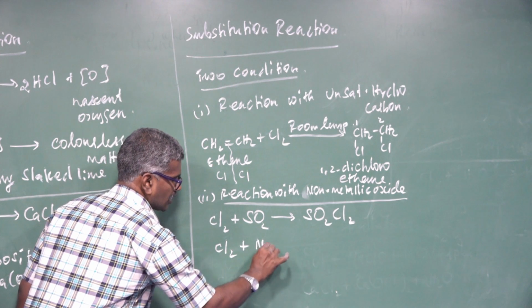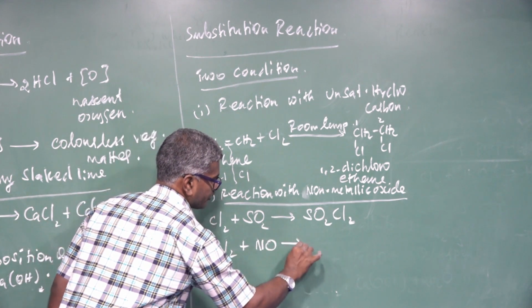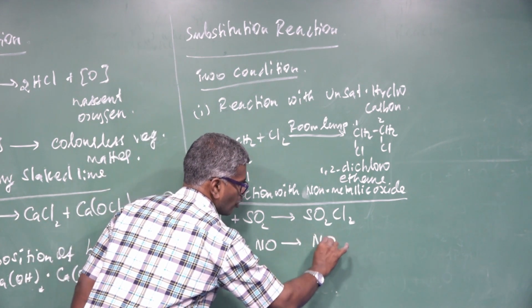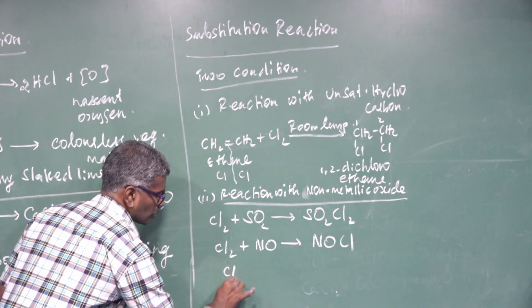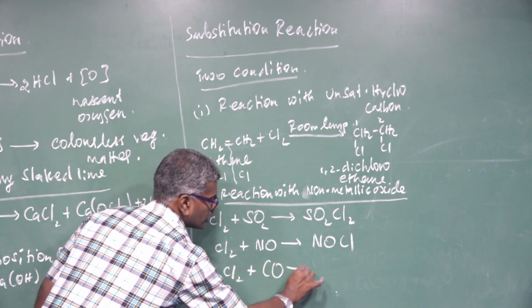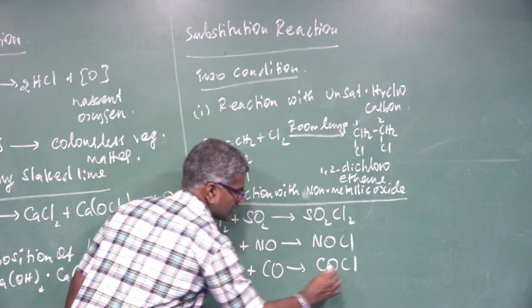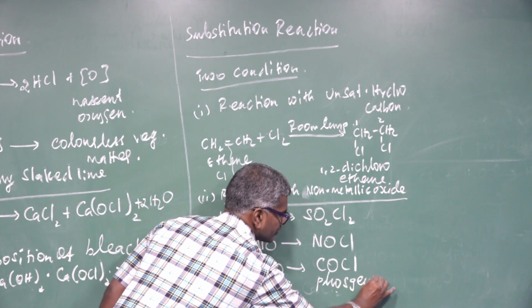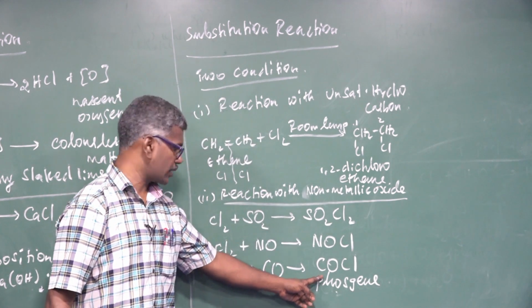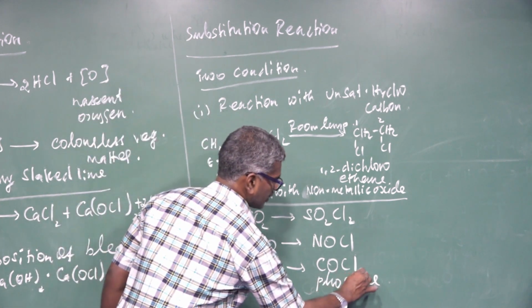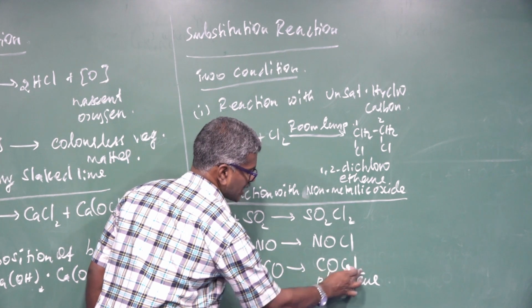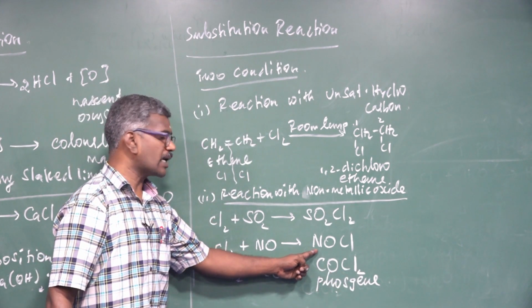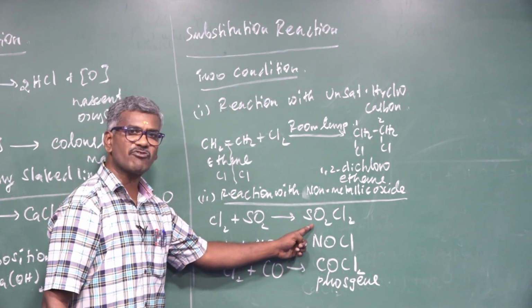Chlorine reacts with NO, formula NOCl. Another one is chlorine reacts with CO to give COCl2. This name phosgene. It is a poisonous compound. What is the formula? Phosgene COCl2. This name nitrosyl chloride. This name sulfuryl chloride.